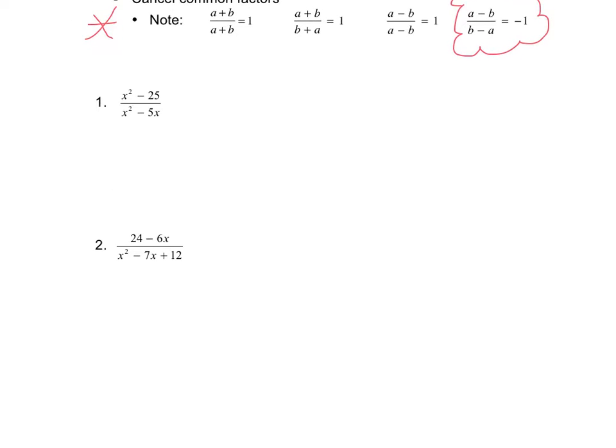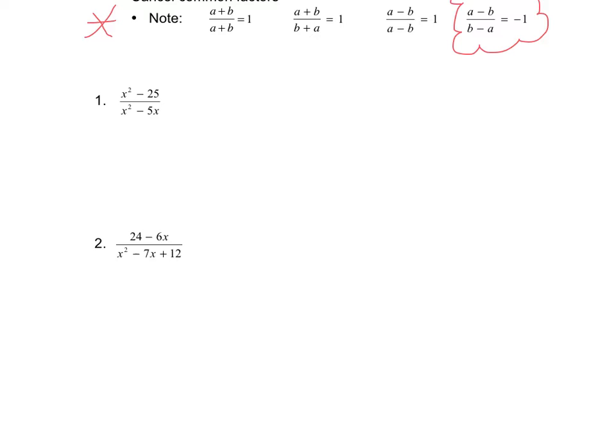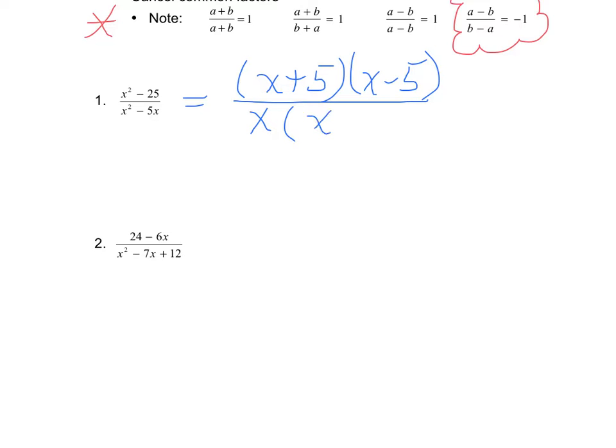Remember, the object of the game is to factor and cancel as much as you possibly can. So if I take a look at number 1, I'm going to do two binomials on the top: x plus 5, x minus 5. I'm going to do a GCF of an x on the bottom, or the denominator, and get x times x minus 5. I'm going to cancel now the x minus 5 for the x minus 5. I have nothing else to cancel, so my answer is going to be x plus 5 over x.